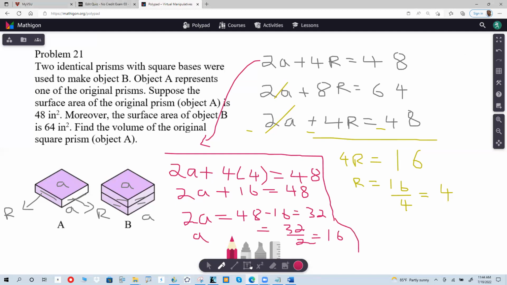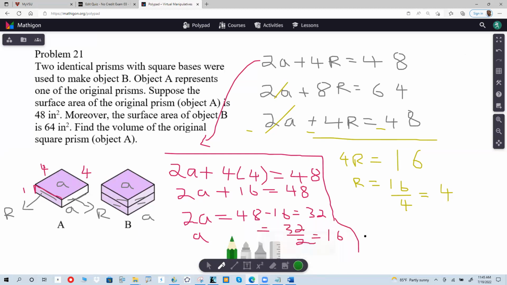Now, if A is 16 and it's a square, this has to be 4 by 4. If R is 4, this height has to be 1 because this side is 4. This is 1. 4 times 1 is 4. So now I know everything I need to know about the slab. Find the volume of the original square prism. So basically, they want you to find the volume of the first shape.